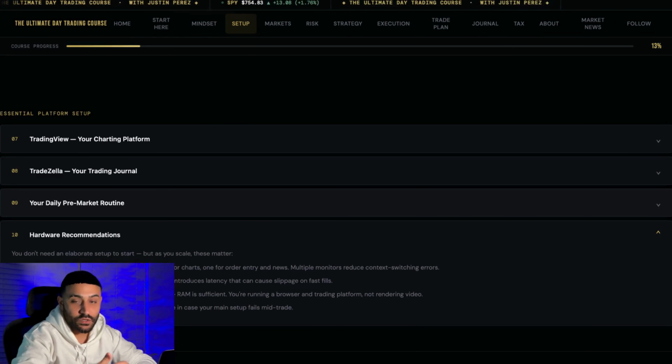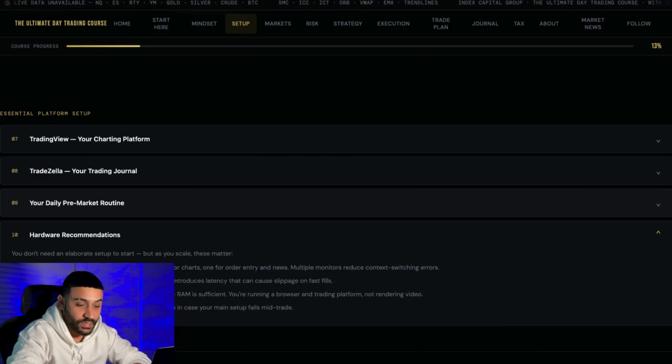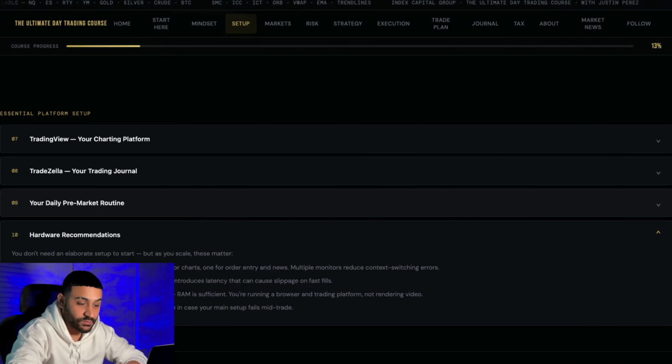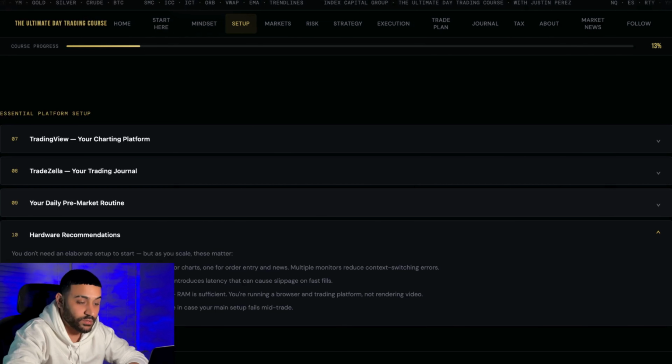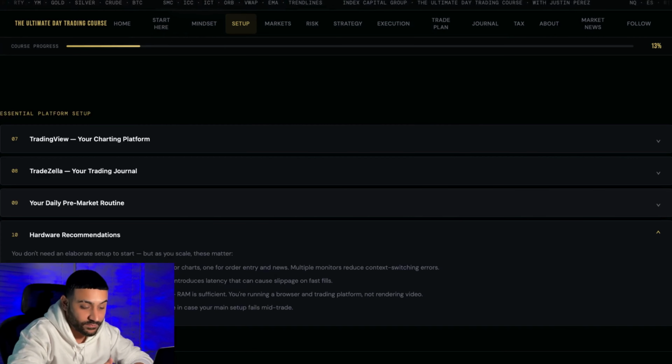Now again, as far as hardware recommendations, you don't need an elaborate setup to start, but as you scale, these things tend to matter. The monitors. Minimum 2 monitors are recommended, 1 for charts, 1 for order entry and news. Multiple monitors reduce context switching errors. Internet. Wired Ethernet connection is preferred. Wi-Fi introduces latency that can cause slippage on fast fills. Computer. Any modern laptop or desktop with 8 GB RAM is sufficient. You're running a browser and trading platform, not rendering video. Backup. Have your phone as a backup trading device in case your main setup fails mid-trade.